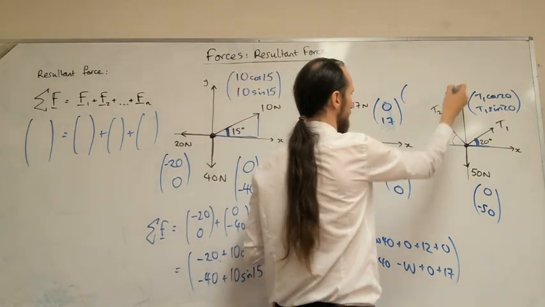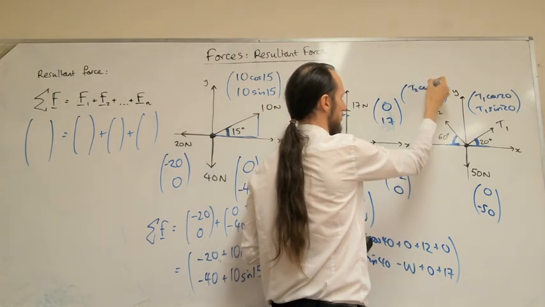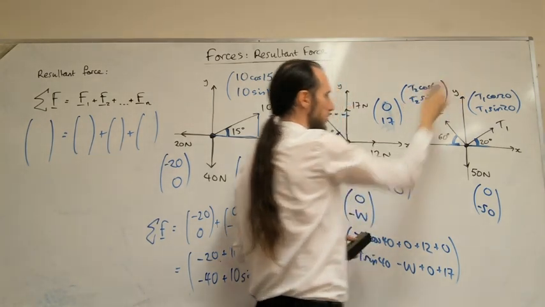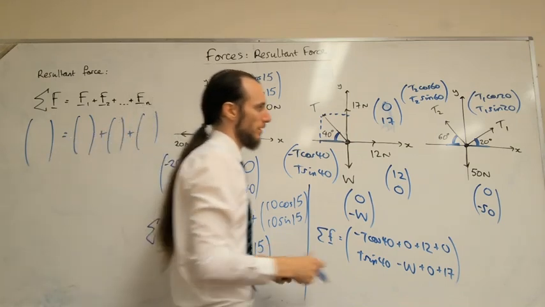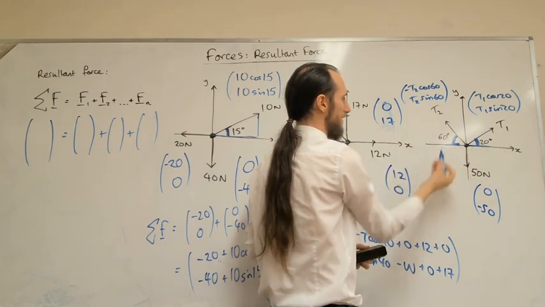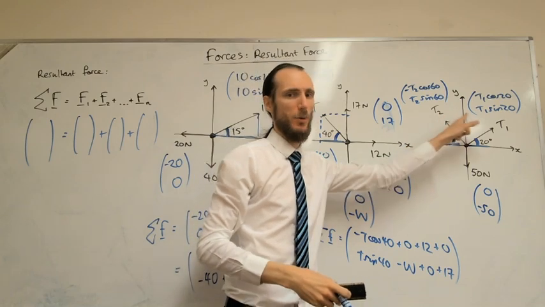Now T2. Again, it's cozying up to the x. T2 cos 60, T2 sine 60. So cos is going in the x part because it's cozying up to the x. Think about signs. Negative in the x direction, positive in the y direction. It's going left and up. Or you can think about the fact that it's on the negative x coordinate and a positive y coordinate, that helps.